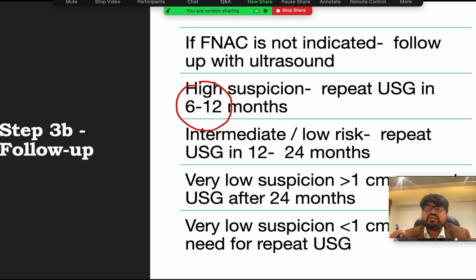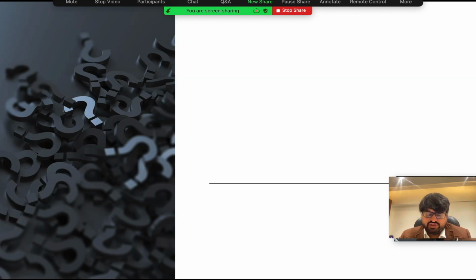Now, generally what I do is I repeat the ultrasound before I repeat the FNAC, right? In most of these cases, we first repeat the ultrasound. If you find any new characteristics, you can consider repeating the FNAC. Again, if it's an intermediate or low risk patient, you can repeat the ultrasound after 1 year or 2 years. Very low risk, again, after 2 years, and generally less than 1 centimeter, very low suspicion, not even required to repeat the ultrasound in future.